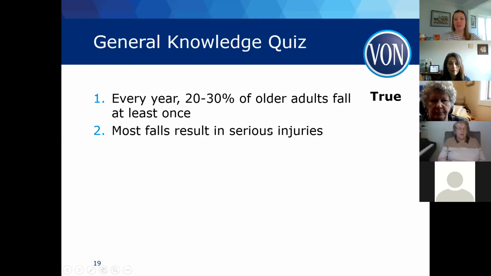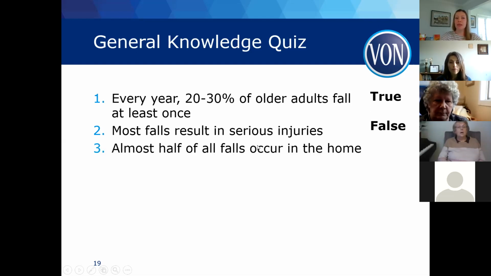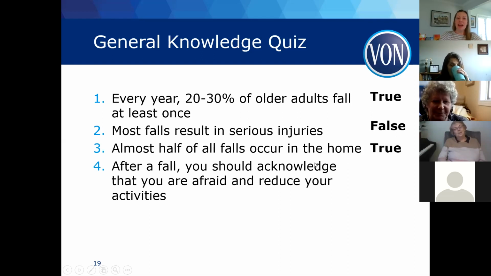False. That is false. So we said that it was about 1 in 10, right? Most falls are actually predictable or preventable. Number 3, almost half of all falls occur in the home. True. And where in the home? Bathroom. Where in the bathroom? The toilet. Yep.